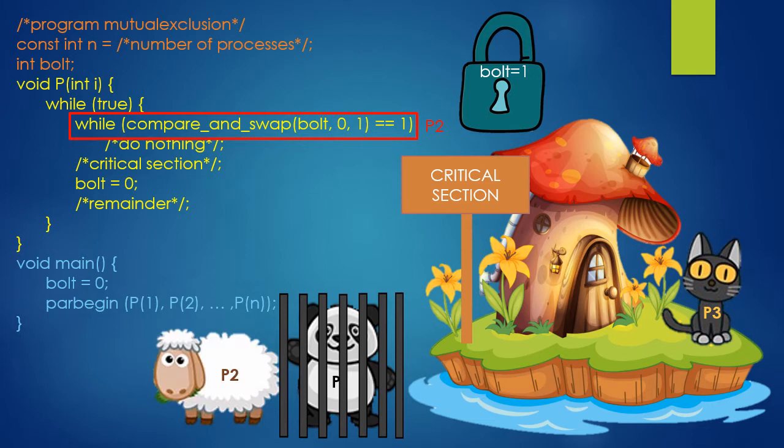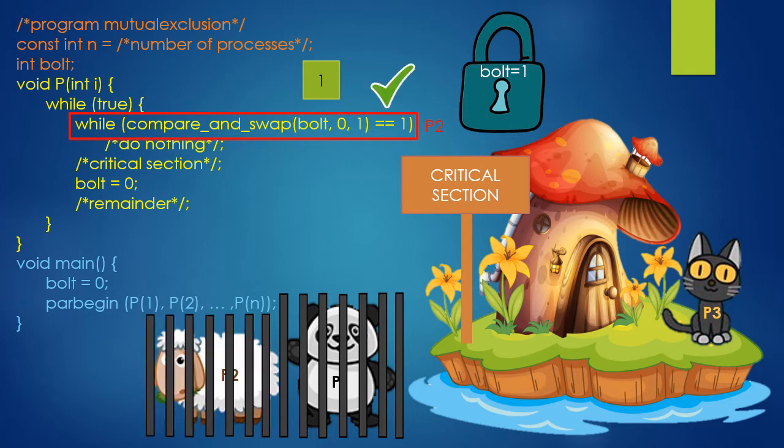P2 is the next to hit the second while and compare bolt with 0. The comparison is false. Bolt remains as it is. Compare and swap returns the old value of bolt, which is 1. The while condition becomes true. P2 is caught in the second while's body, where it repeatedly executes the compare and swap. Every time the comparison is false, bolt remains as it is, the return value matches 1, and P2 remains caught in the loop.